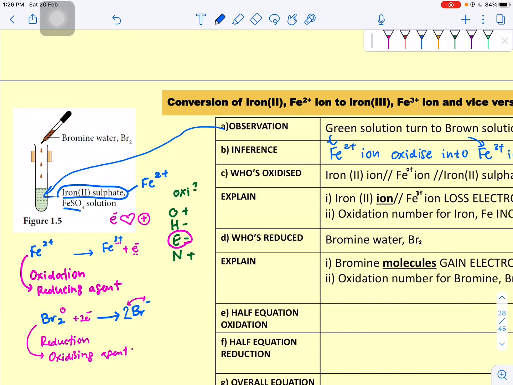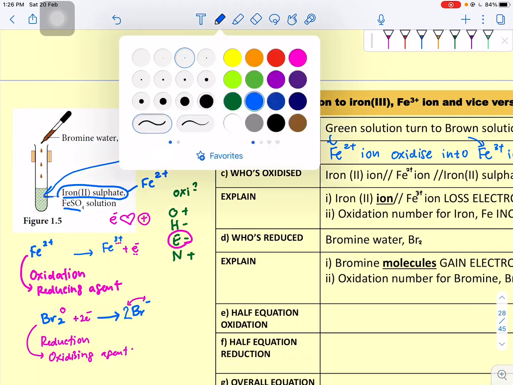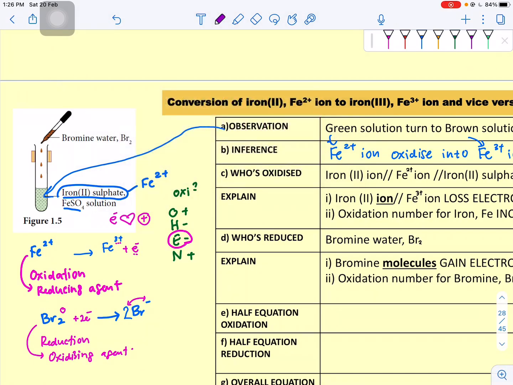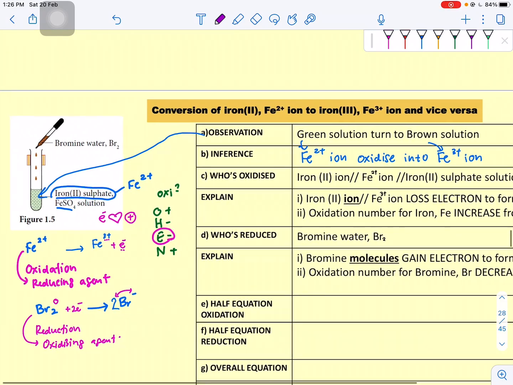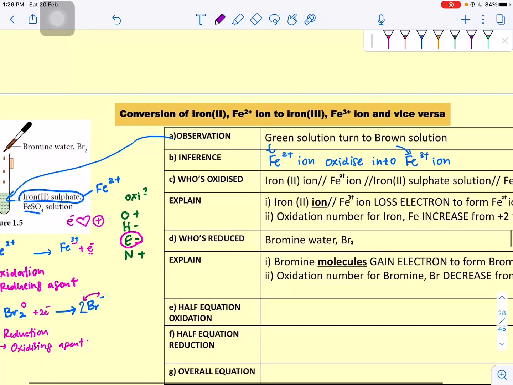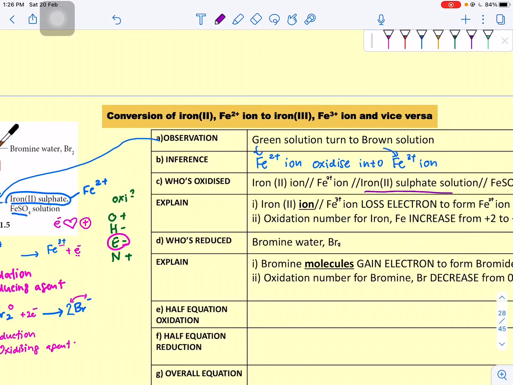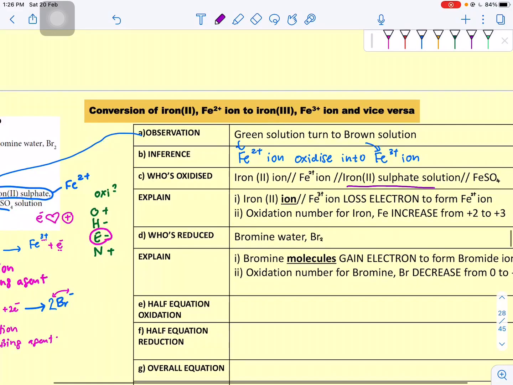The answer is who is oxidized is iron 2 ion. Okay. You can write, if it asks for a name, you must spell it out: iron 2 ion or Fe2+. So, it is consistent with the evaluation we did just now. Or you can use its full name, iron 2 sulfate, or the formula FeSO4.